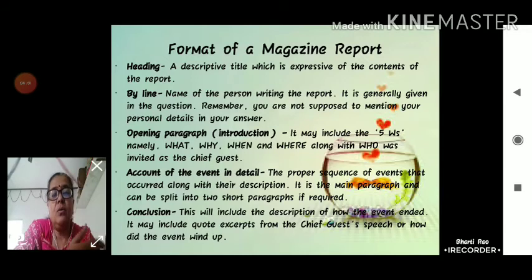Was it fun? What was interesting? Whatever. And it can include even many quotes. It can even include some parts of the chief guest's speech. And then you can wind up with whatever was said over how you concluded your event, उसका पूरा ending वाला, that you have to write in your report.